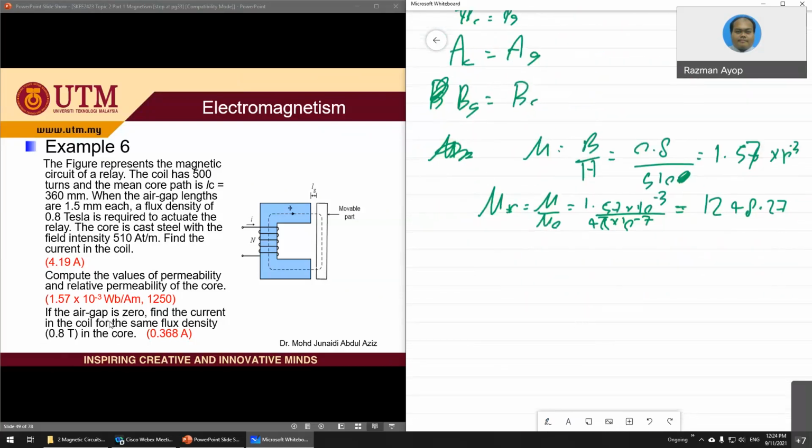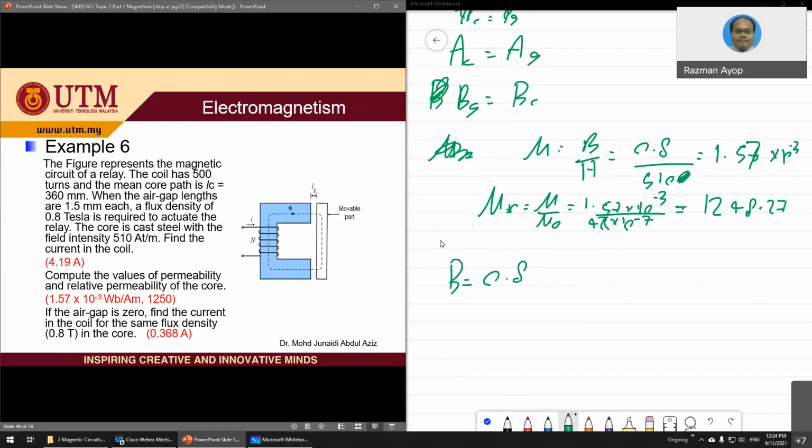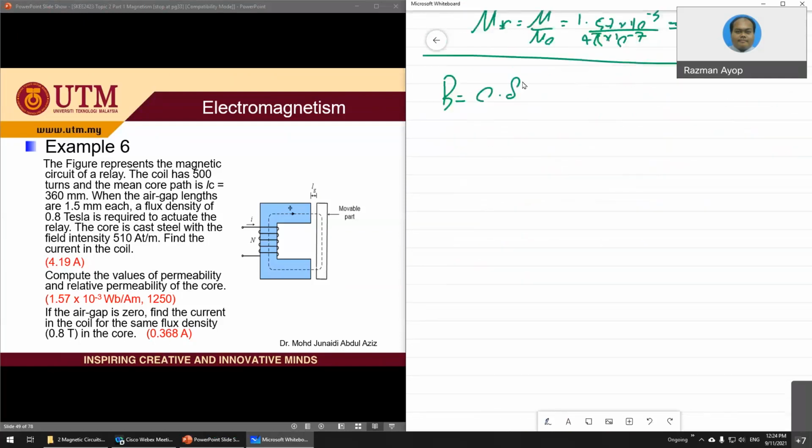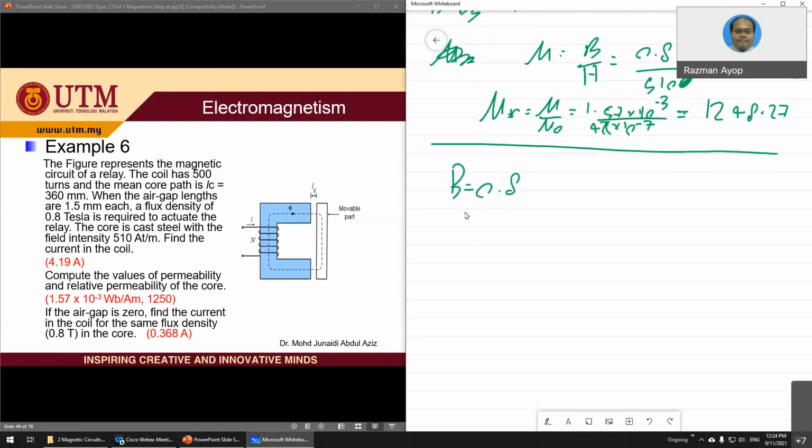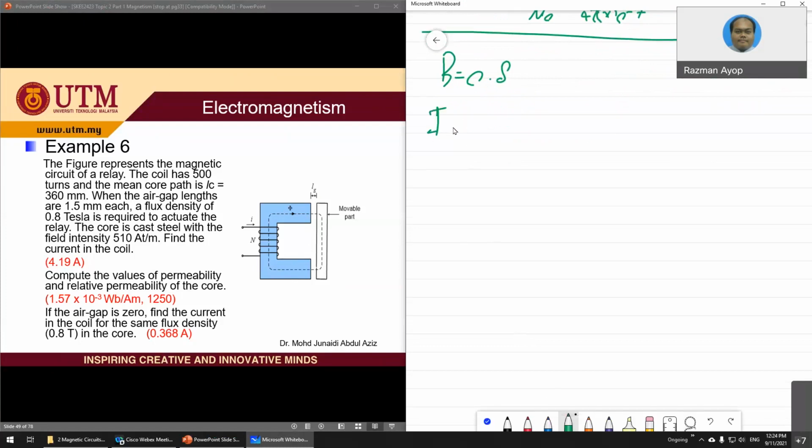Okay, and lastly, the air gap. If the air gap is 0, find the current in the coil for the same flux density. So B is 0.8 also. If the air gap is 0, it means that it's only the core. Find the current of the coil with the same flux density in the core. So you have B here, and find the I. I is equal to what?